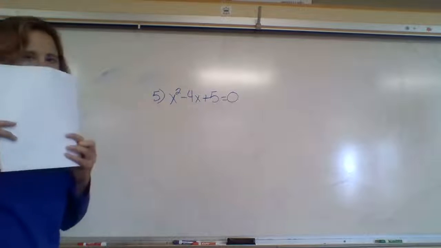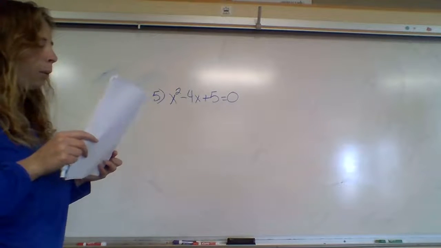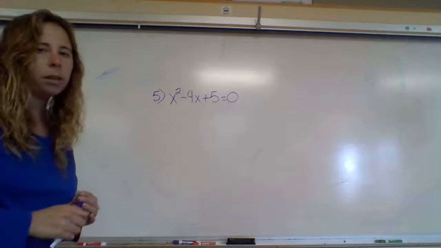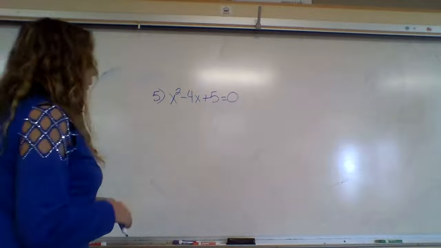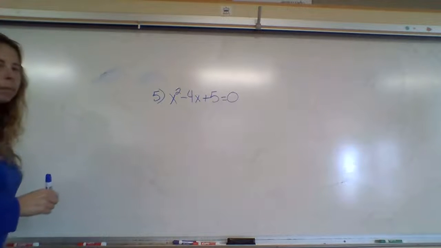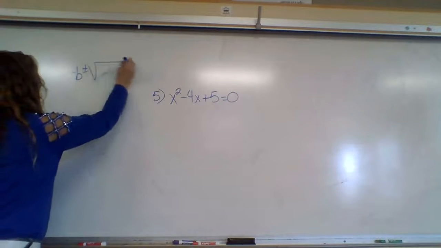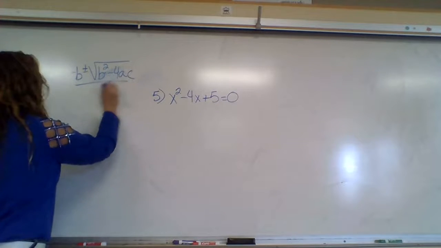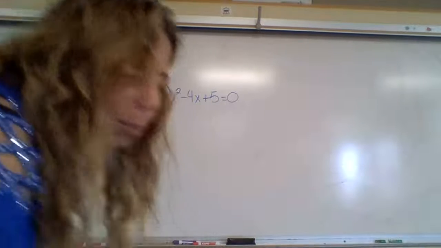Number 5 says, solve with the quadratic equation. Oh, it looks so small. It doesn't look so small on here. Anyways, so quadratic equation: negative b plus or minus the square root of b squared minus 4ac, all over 2a. Maybe because you're a little zoomed out. Let's bring you in a little bit more.